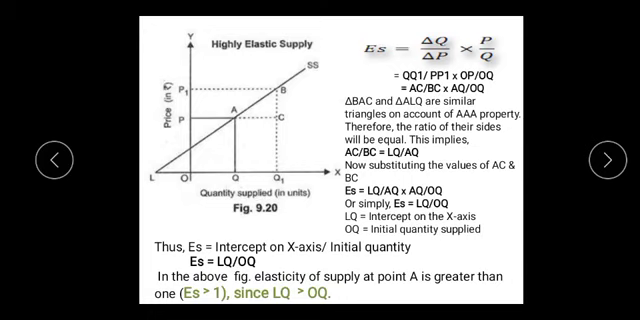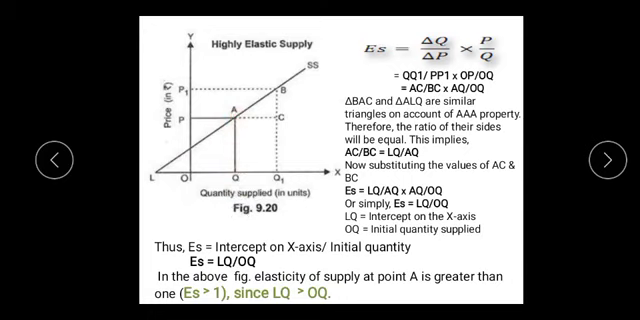So here we can see that the measure of all the three interior angles in triangle BAC are the same as the corresponding angles in triangle ALQ. It means that angle BAC, this angle, is equal to angle ALQ, this angle, angle ACB, that is this angle, is equal to angle LQA, that is this, and angle ABC is equal to angle LAQ.